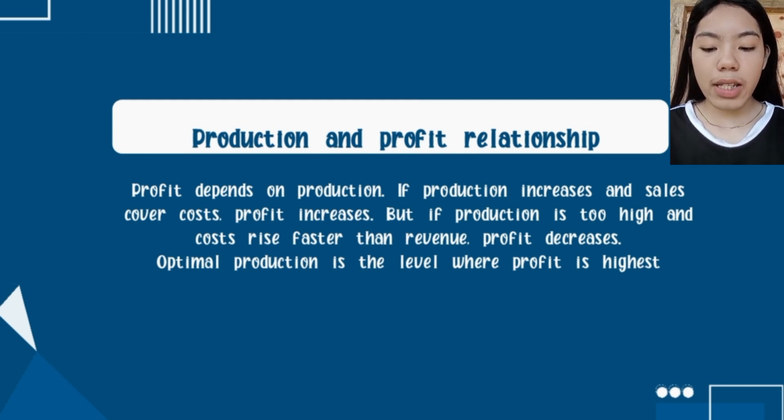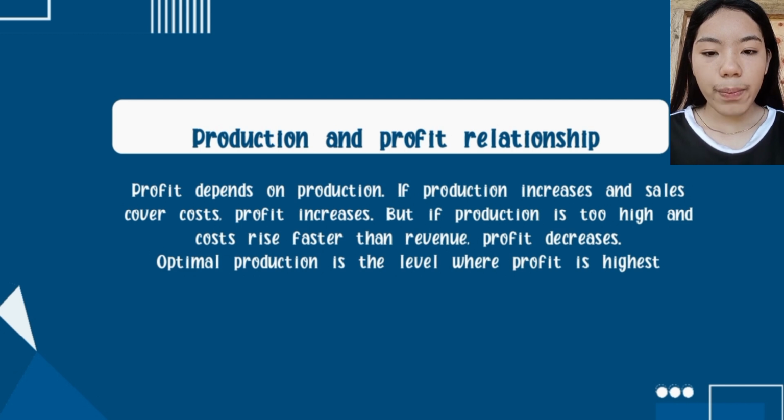So, profit depends on production. If production increases and the sales cover the cost, profit increases. But if production is too high and the cost rises faster than revenue, profit decreases. Optimal production is the level where the profit is highest. So, when production and sales are balanced, profit increases, but when production and cost are too high, profit decreases.